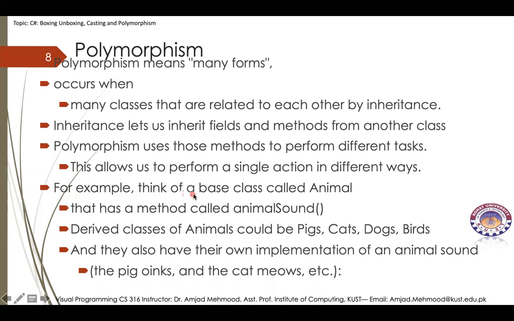For example, think of a base class called animal. You take the base class as animal, and in the animal class we have an animal sound. Derived classes are pig, cat, dog, and birds.